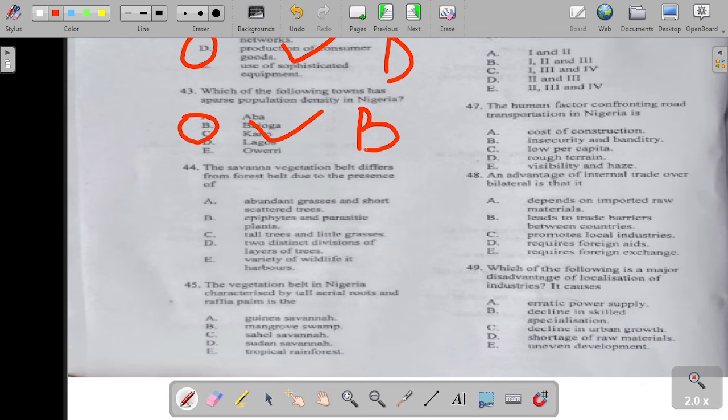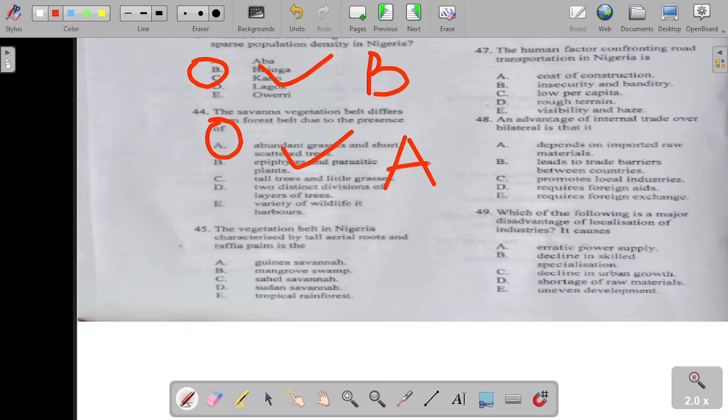44. The savanna vegetation belt differs from the forest belt due to the presence of abundant grasses and short scattered trees, epiphyte and parasite plants, tall trees and little grasses, two distinct divisions of layers of trees, variety of wildlife. 44 is A. I go with A.